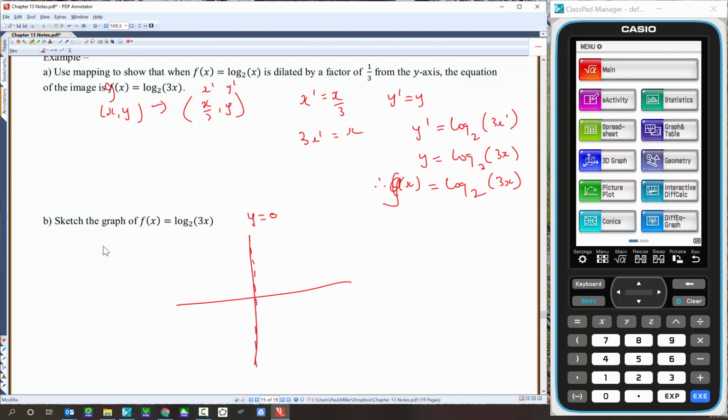Let's just try that again. So we're going to go 0 equals log base 2 of 3x. 2 to the 0 equals 3x. That's 1 equals 3x. x equals 1/3. So when x is equal to 1/3, the y value is 0. So here it is there, (1/3, 0). Draw something, whoopsie, that looks logarithmic. That'll do.